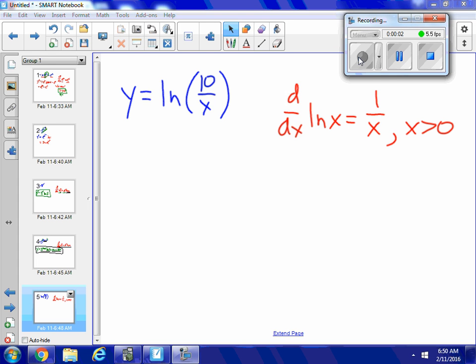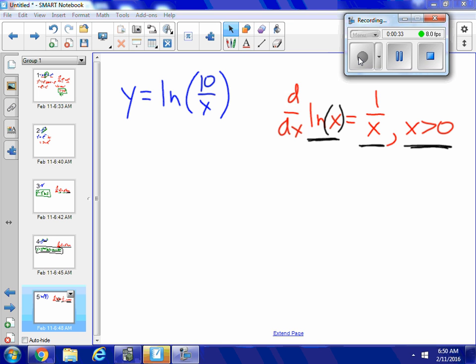Find the derivative of a natural logarithm. So our rule is the derivative of a natural logarithm, so log x, is equal to 1 over x. And we put this little x has to be greater than 0 here just to specify the domain, because as you might remember, the argument of a logarithm has to always be greater than 0. It cannot be equal to 0, and it cannot be negative.